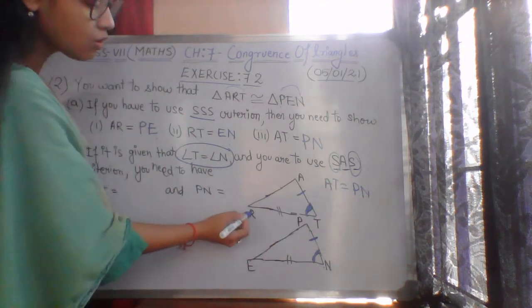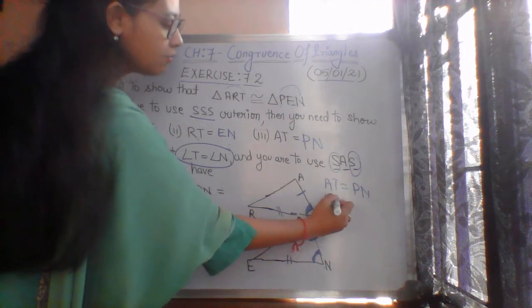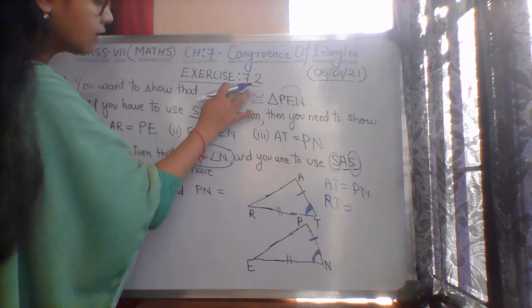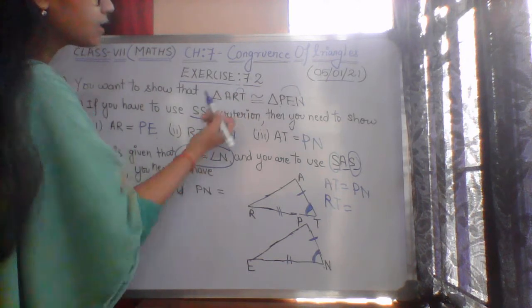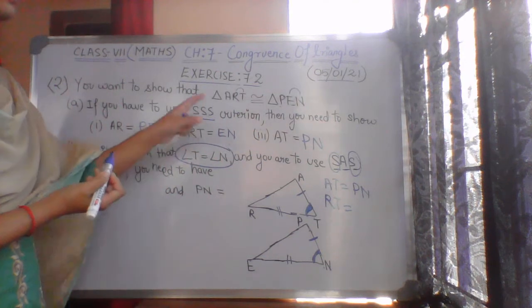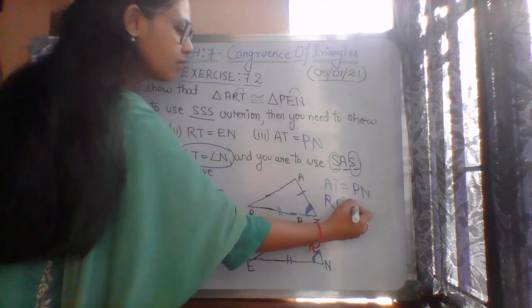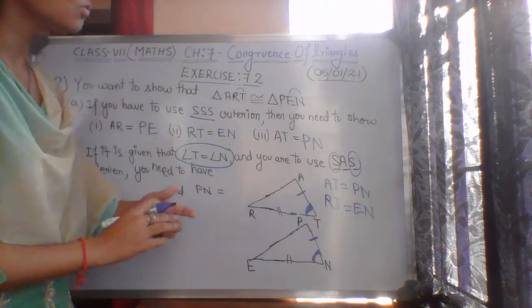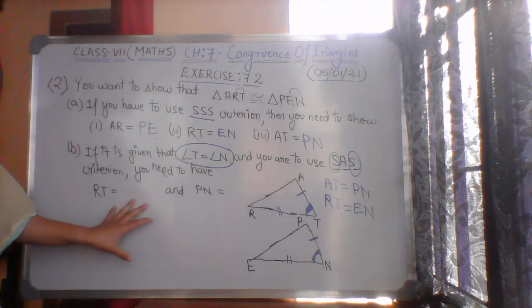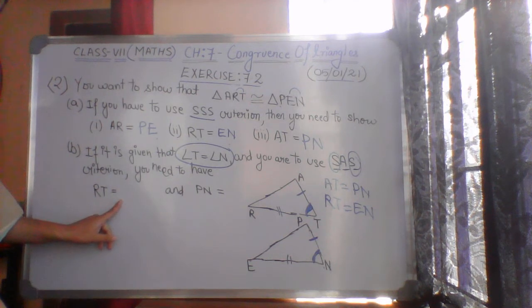Next, what I have to show? RT. RT will equal what? RT means second and third letter. So here also I have to take second and third letter, EN. This we have to write. But in the question, half of the work is already done. Only you have to write that.